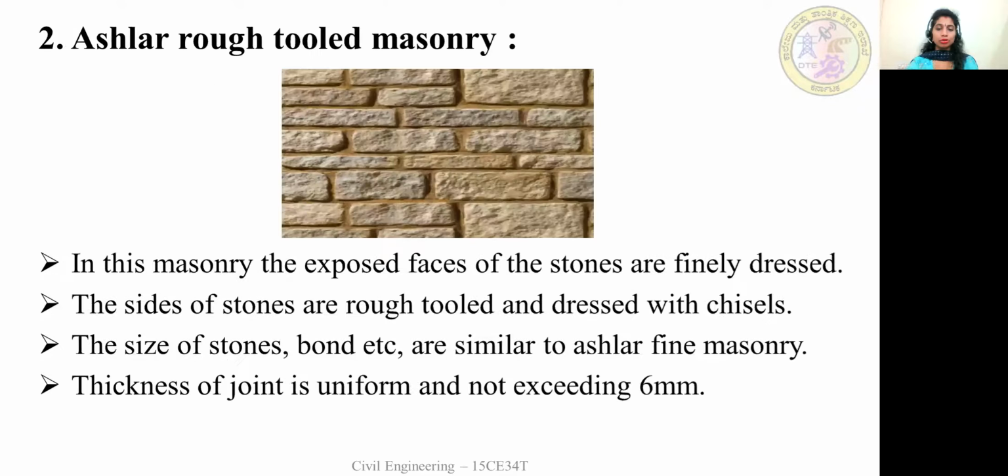Next, we'll move on to ashlar rough tooled masonry. See, you can easily make out the difference between ashlar fine and ashlar rough tooled. As the name indicates, the exposed faces of the stones are finely dressed, but the sides of the stones are rough tooled and dressed with a chisel. The sizes of stones, bond, etc. are similar to ashlar fine masonry, and thickness of joint is uniform and not exceeding 6 mm.